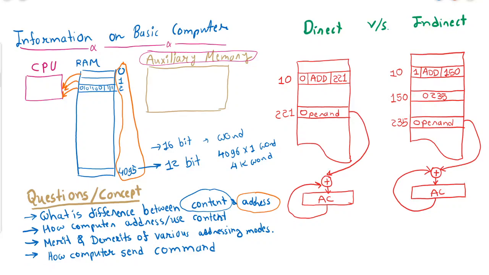Now again, let me clarify: don't get confused between this 16-bit and this 12-bit. This 12-bit is for the address and this 16-bit represents the data. Clear with this? Okay, so let us continue our discussion.